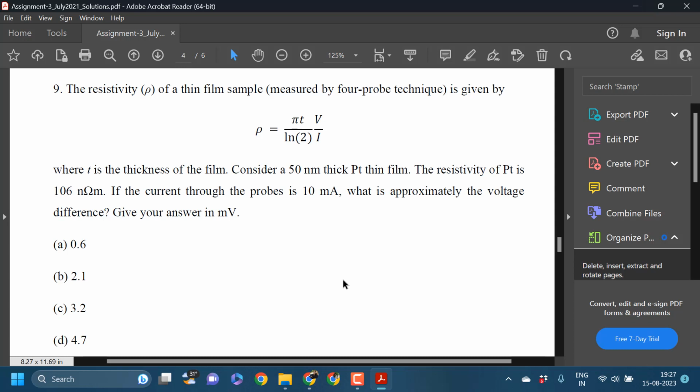Has anybody got it? 106 you have to substitute as 106 into 10 power minus 9. Then 50 nanometer, 50 into 10 power minus 9. Current through the box you have to substitute as 10 into 10 power minus 3. Rho is given, that is the resistivity. B you have to find out. I is the current through the box. T is the thickness, which is 50, that is 50 into 10 power minus 9. When you substitute all of this, you'll get a value into 10 power minus 3. If you convert into millivolt, you will get... has anybody got the answer?